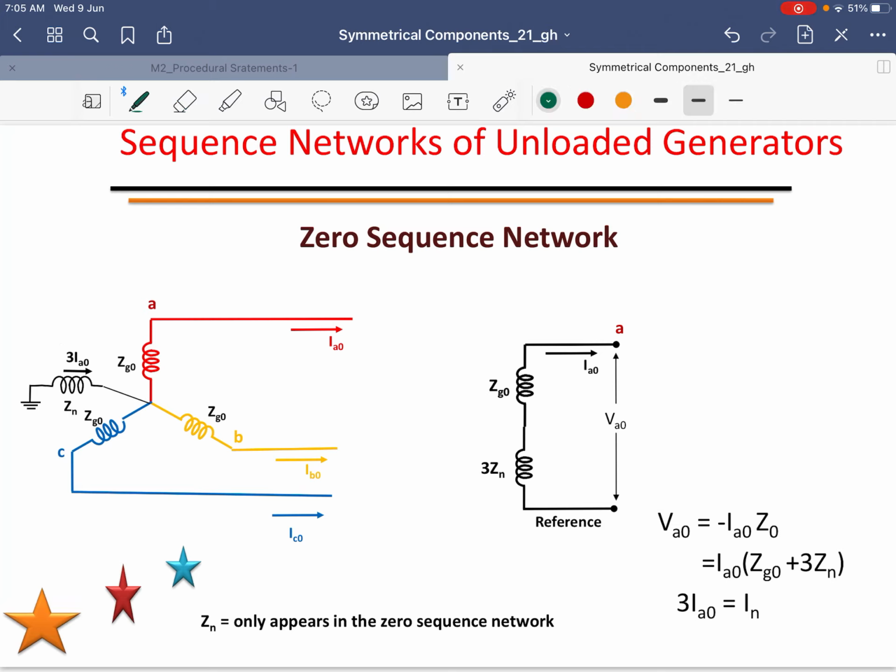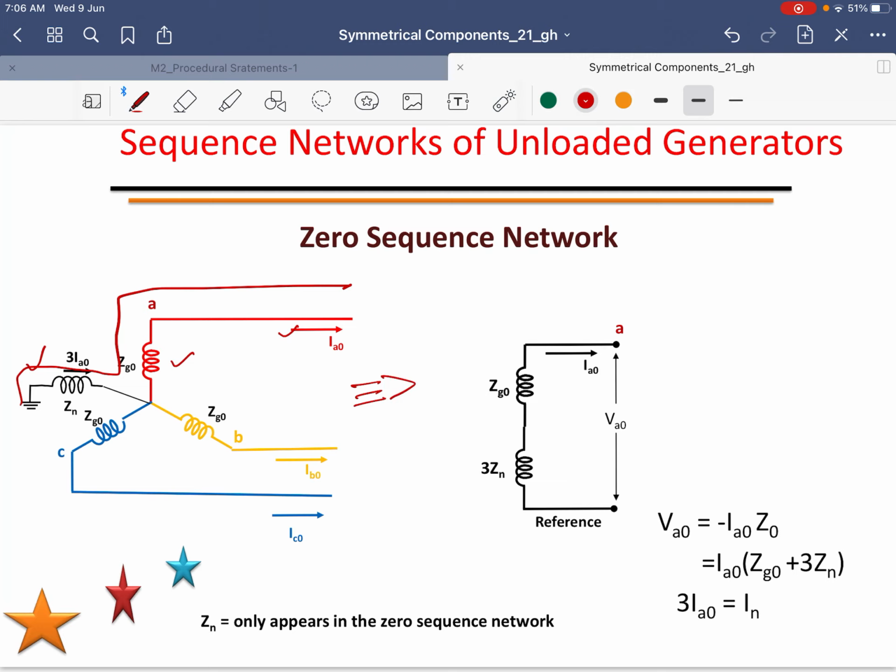Now, if you are drawing this network on a per phase basis, you have to consider one phase, that is Z0 and IA0, and you have to include this Zn circuit also. Therefore, this is the total network you have to include to represent the zero sequence network.